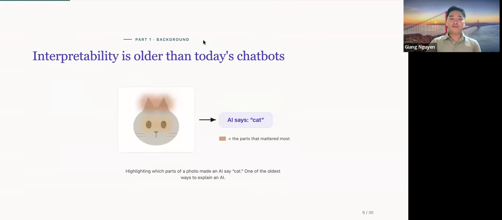So interpretability is not new. It has been around far longer than today's AI chatbots like ChatGPT or Claude. It got popular with images. For example, you can highlight which parts of a photo made an AI say cat, back then, like more than almost 15 years ago.